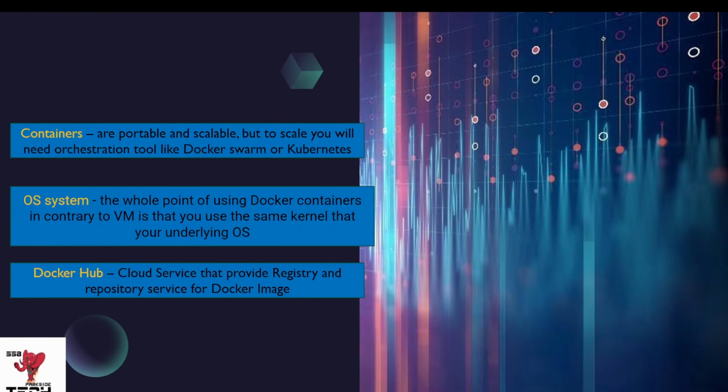Now, containers are portable, scalable, but to scale them, you would need orchestration tools like Docker Swarm, Kubernetes. There's also OpenShift. There are a few other orchestrations of containers that you can use. Now, the whole point of using Docker containers in contrast to VMs is that they use the same kernel. That's so important that you understand that. And obviously the Docker Hub is a service that provides registry and repository services for your Docker image.